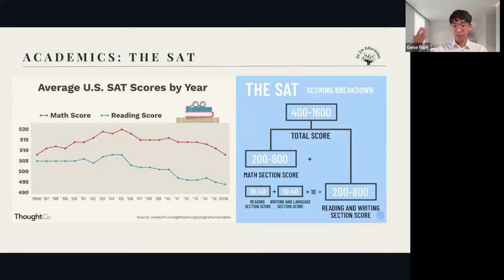So how does the SAT actually work? First off, some basic facts to get us started. The total score is a possible 1600. The minimum score is 400, and the average score usually hovers at around a total of 1000 to 1100. I think last year, though this might be outdated, the average score was something around 1060.